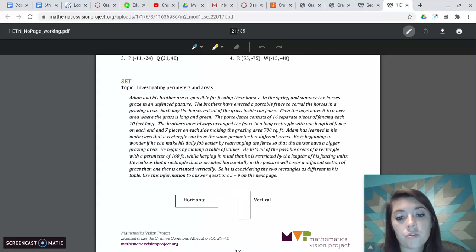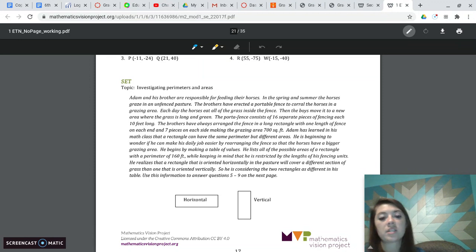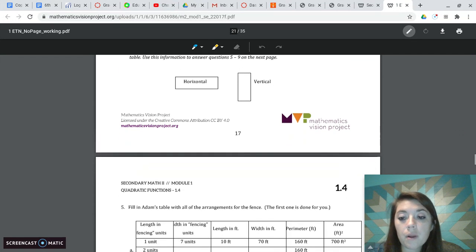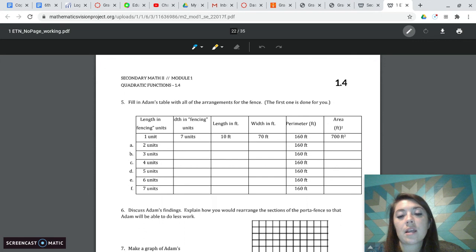While keeping in mind that he's restricted by the lengths of his fencing units, he realizes that a rectangle that is oriented horizontally in the pasture will cover a different section of grass than one that's oriented vertically. So he's considering the two rectangles as different in his table. Use this information to answer questions 5 through 9 on the next page. So we've got our horizontal and our vertical. I know I just read through a whole lot, but basically what we're dealing with is rectangles, and we're looking at perimeter and areas of rectangles and seeing how we can have the same perimeter but different areas.